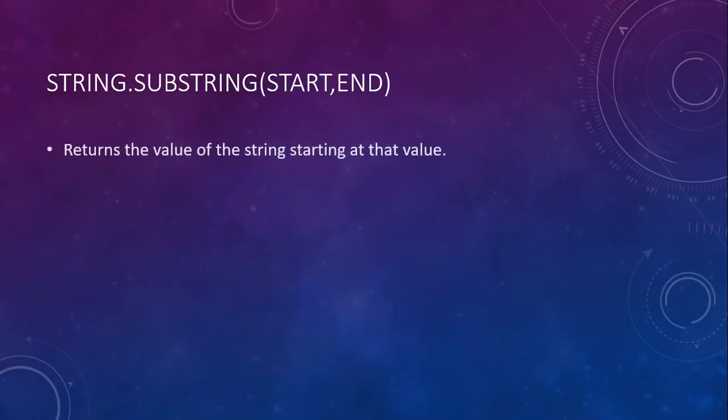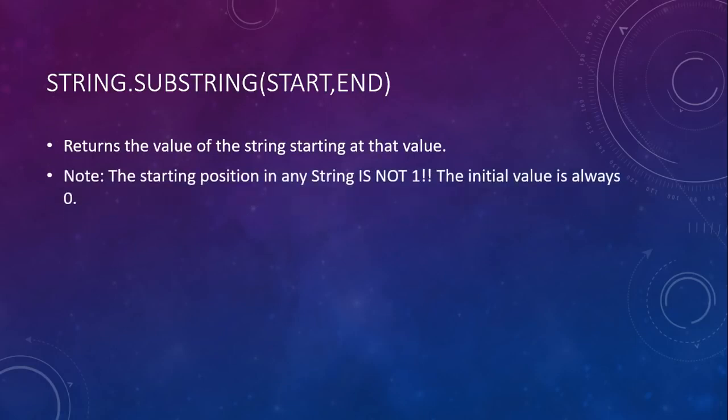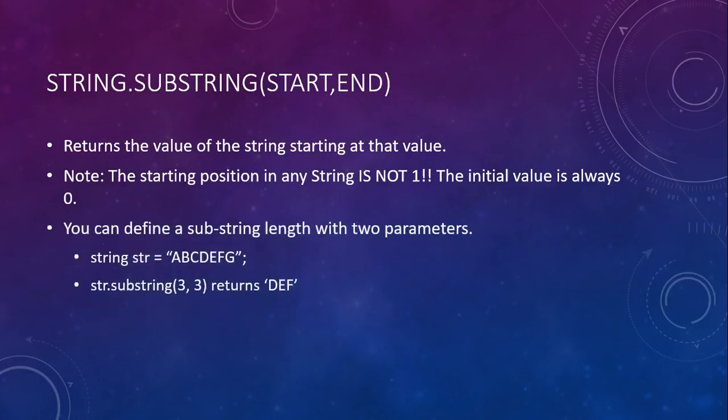Next up is string.Substring with the start and end values. All right, this returns the portion of the string starting at the start value. Note the starting position of a string is not 1. Even though we might think it's 1, it actually has to do with how strings are indexed, and so the initial value is always set to 0. So our first position is always going to be 0.